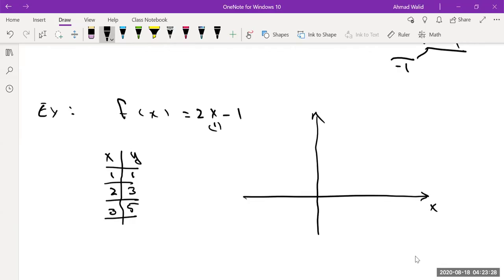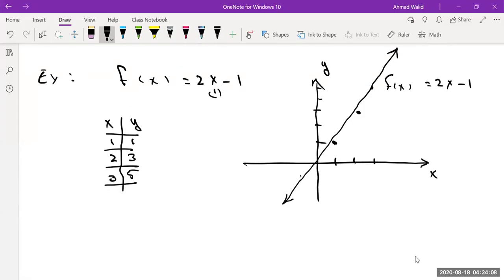This is x, this is y. When x is 1, y is 1. It means this point. When x is 2, y is 3: 2, 3. This point. When x is 3, y is 5, somewhere here. And if I connect these 3 points, my graph is always not good, I'm really bad at drawing, correct? This line represents f of x equals 2x minus 1. This is the graph of f of x.